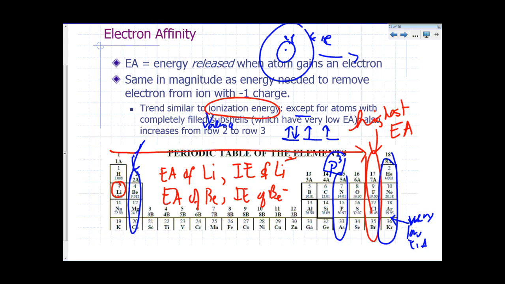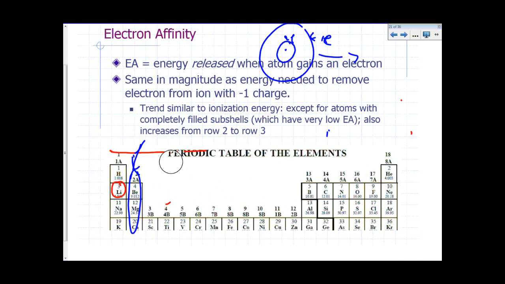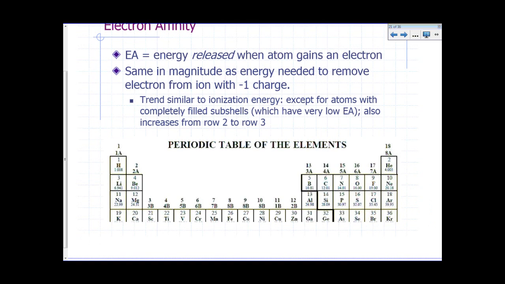Now, what about going down a column? The trend going down a column will pretty much just follow ionization energy as well. So going down a column, remember, there's decreasing ionization energy, right? The electron affinity will also be decreasing. Now, there is a break in going from row 2 to row 3. So that trend really starts from row 3 on down. So this means that chlorine would have a higher electron affinity than bromine. So going down, you have decreasing electron affinity.